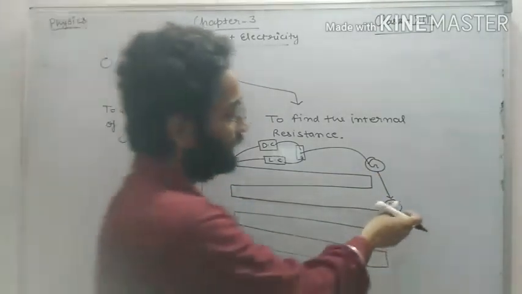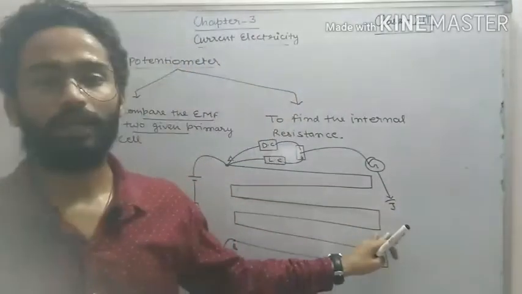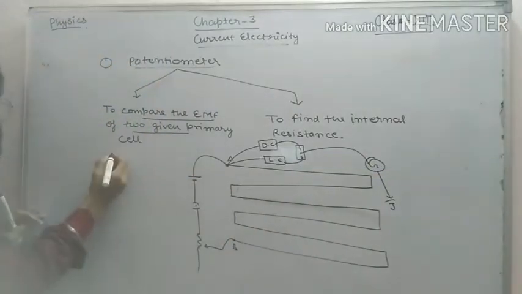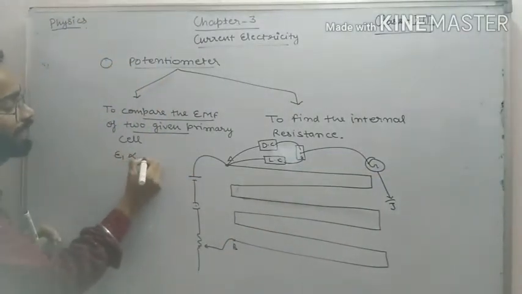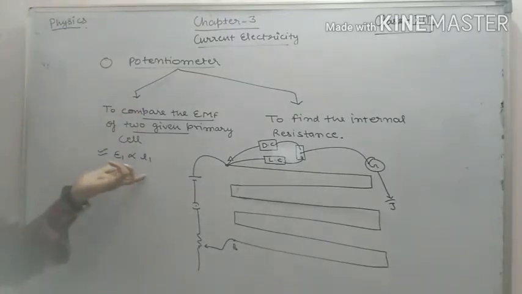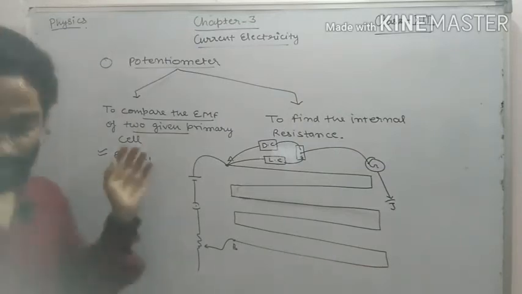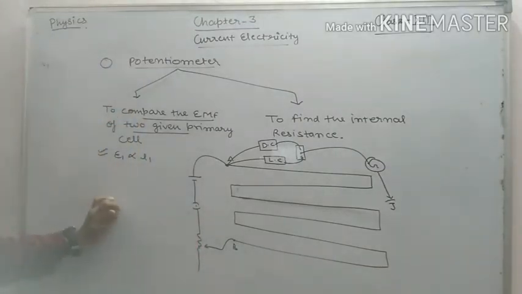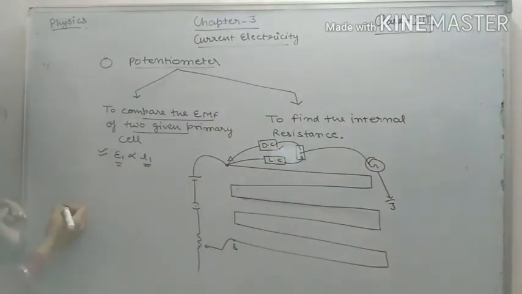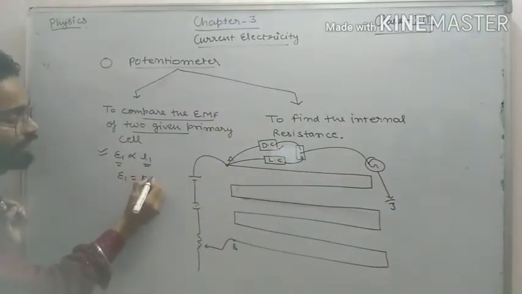Again, we have only one job: using this jockey, we have to find the null point. If we get that null point, then that particular EMF E1 would be directly proportional to L1. As I was telling you about the principle of potentiometer, what is the principle? The potential difference across any part of a uniform wire is directly proportional to the length of that portion. So E1 is directly proportional to L1. If I am using the Daniell cell and getting E1, it can be written as E1 is equal to KL1.